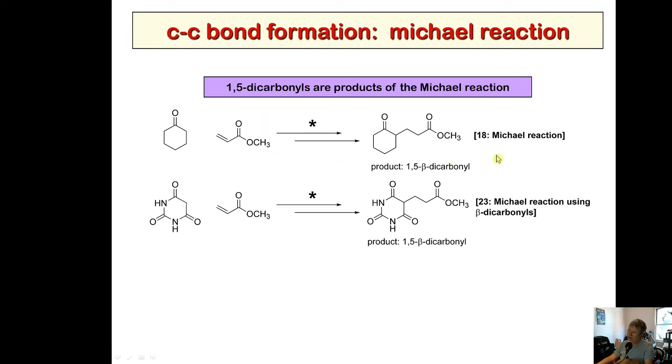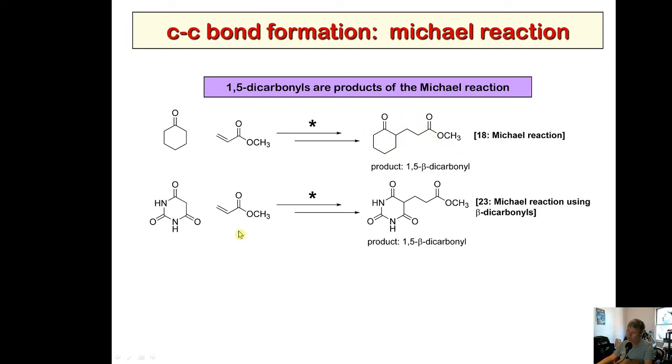Anything else about this? Oh yeah, we had that nomenclature. This is the Michael something, and this is the Michael other something, right? Obviously nucleophile, electrophile. Another way to say that is donor, acceptor. So this is the Michael donor, Michael acceptor. And that's the product of the Michael reaction.